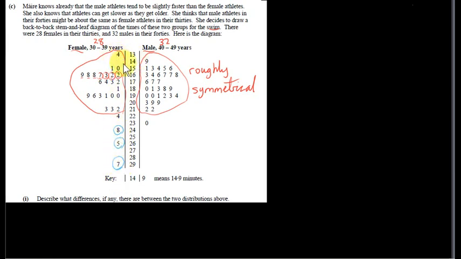There is one athlete that took the least amount of time. That was a female athlete. That female athlete took 13.4 minutes. These 3 here took longer. One of them took 24.8, another one took 26.5, another one took 29.7 minutes. But the bulk of the times are roughly the same. So we could conclude that there is not any significant difference in the times between female athletes aged 30 to 39 years and male athletes aged 40 to 49 years.